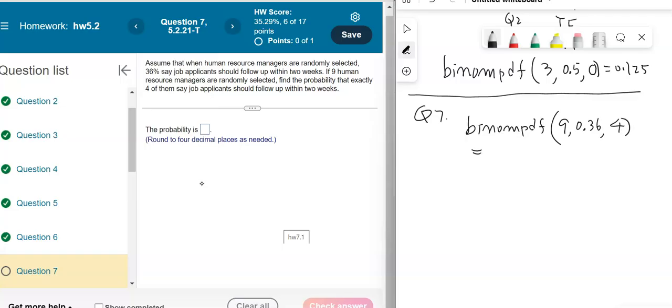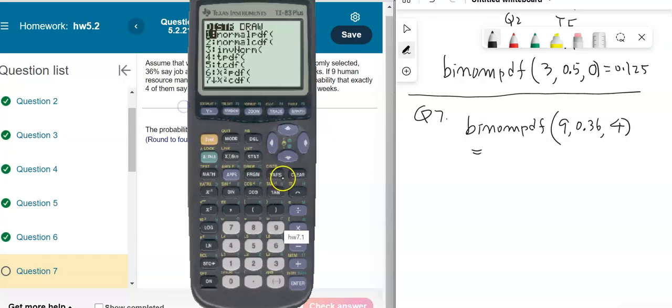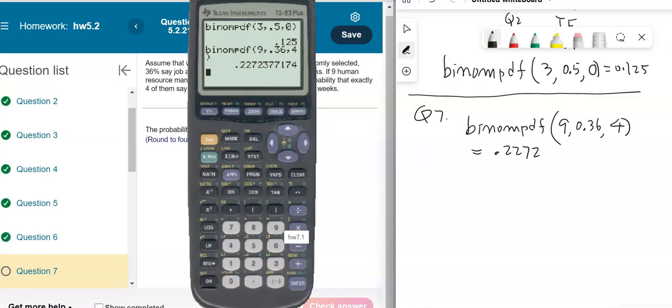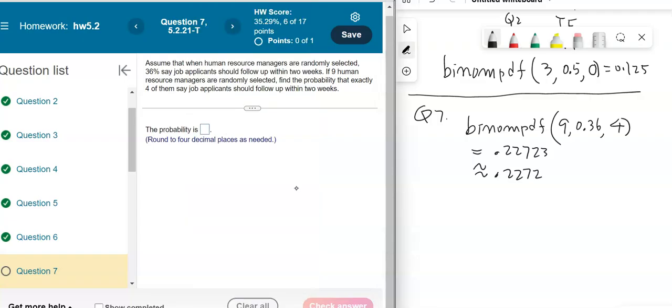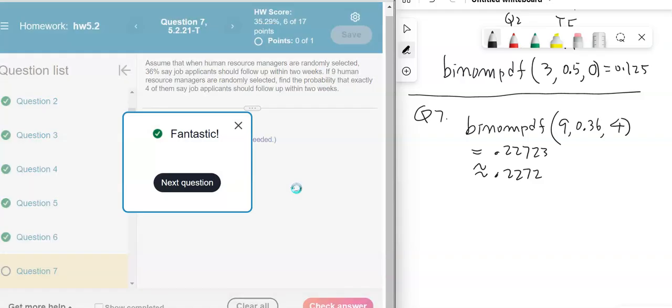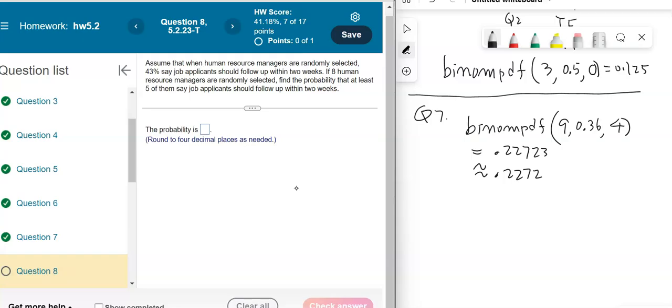So second bars, go to binom PDF 9, 0.36, 4. So you get 0.227, 22723, so with 4 decimals it will be 0.2272. Okay. That's it for question 7. Let's go to question 8.